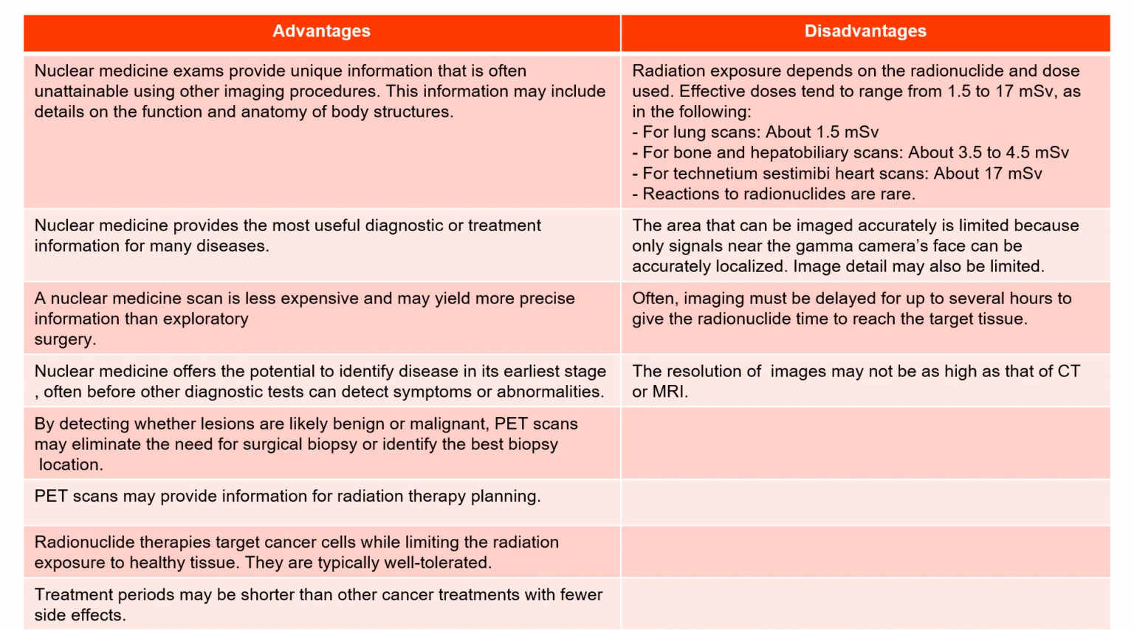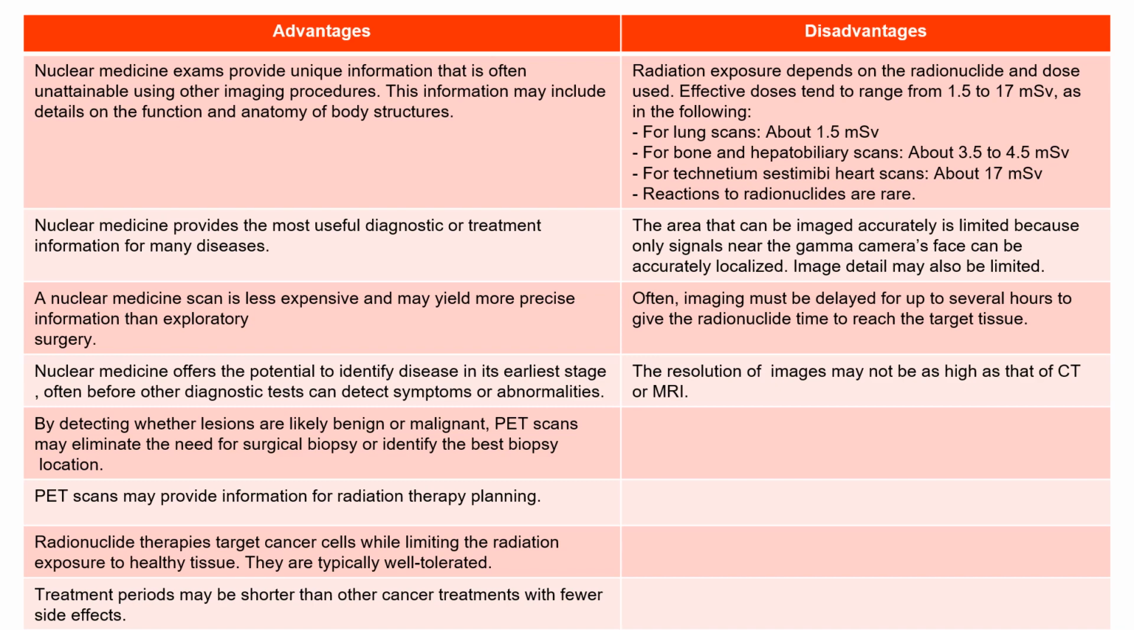By detecting whether lesions are likely benign or malignant, for example, a PET scan may eliminate the need for surgical biopsy or identify the best biopsy locations. A PET scan also may provide information for radiation therapy planning. The radionuclide therapies target cancer cells while limiting the radiation exposure to healthy tissue. So they are typically well tolerated. Treatment periods may be shorter than other cancer treatments, with fewer side effects.